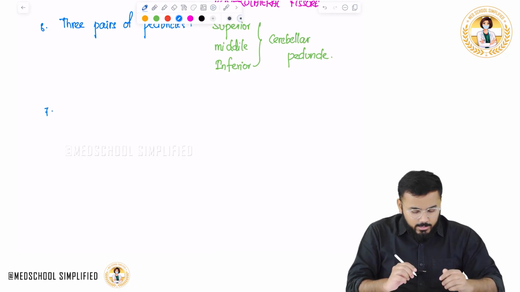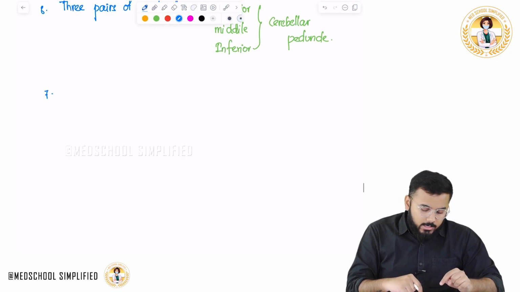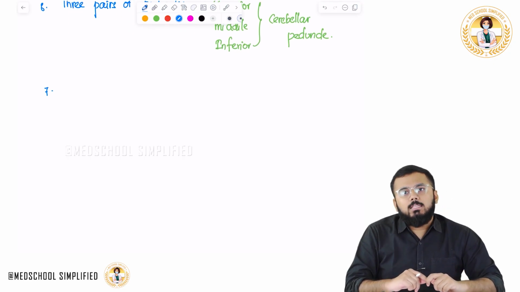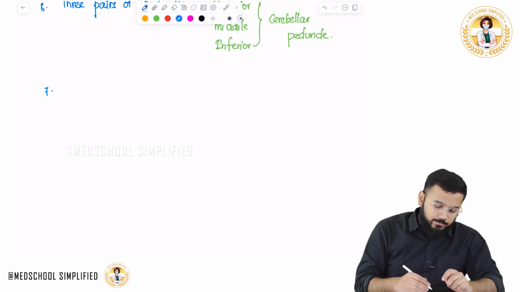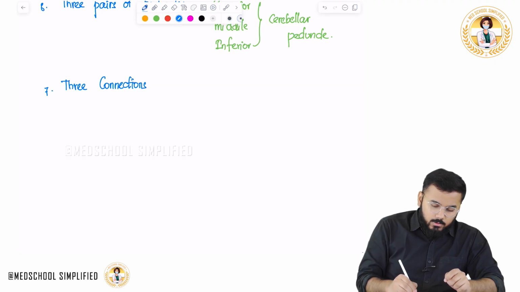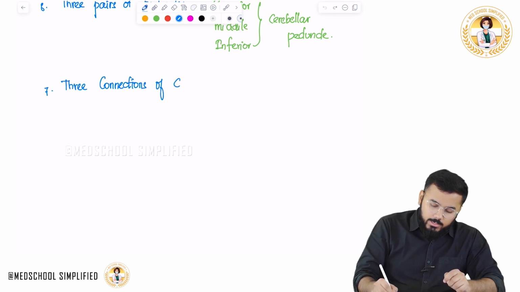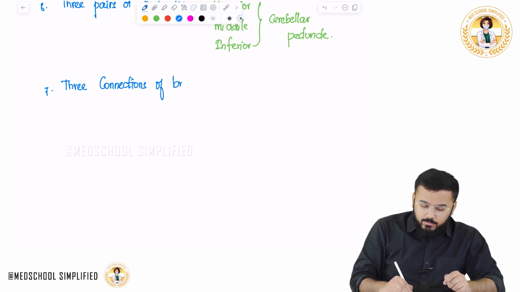Now after this, what is the next important thing? The next important thing is, what are the three connections of the cerebellum? Or it is also asked as, what are the three connections of the brainstem?